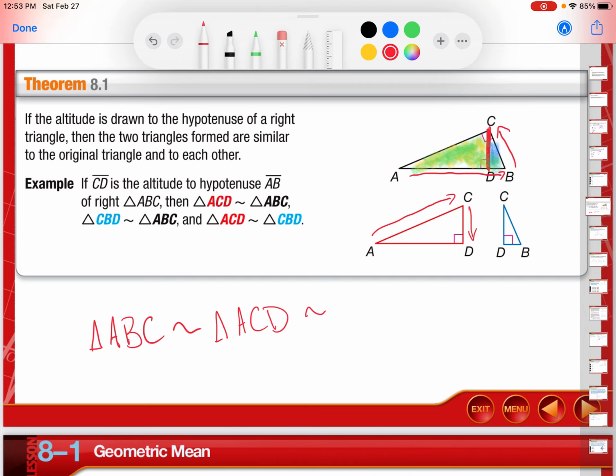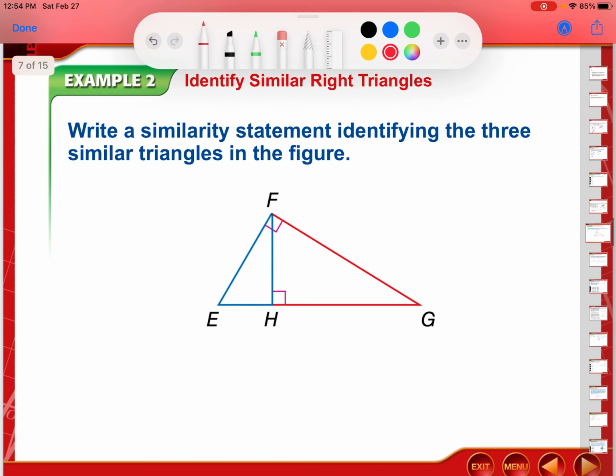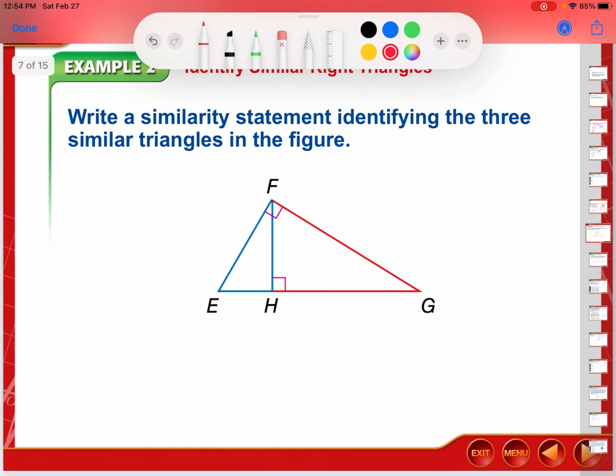And that is also similar to triangle CBD. So we could write this similarity statement for all three triangles. So triangle ABC is similar to triangle ACD, which is similar to triangle CBD. All right, so now they want us to write the similarity statement identifying the three similar triangles in the figure.